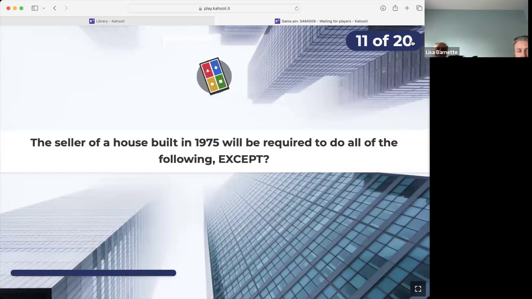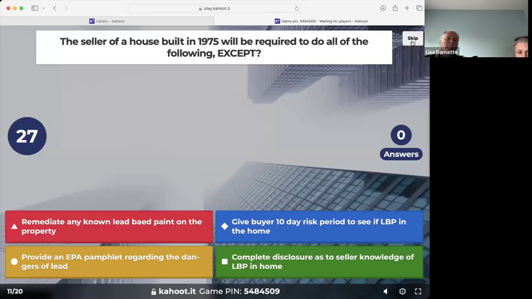The seller of a house built in 1975 will be required to do all of the following except: remediate any lead-based paint on the property, give buyer a 10-day risk period to see if there is lead-based paint in the home, provide an EPA pamphlet regarding the dangers of lead, or complete disclosures as to seller knowledge of lead-based paint in the home.